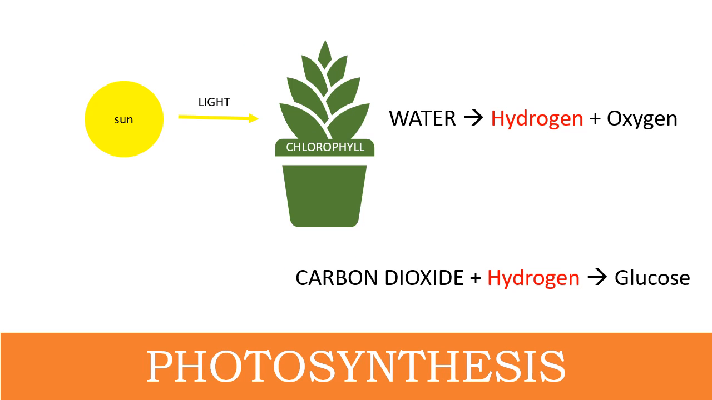This is photosynthesis. On the slide you will see photo means light coming from the sun, trapped in the chlorophyll in the leaf of a plant or in the chlorophyll of any organism. Once water goes in, the light will split water into hydrogen and oxygen. Then this hydrogen will be utilized to reduce the carbon dioxide to form glucose. This is photosynthesis.